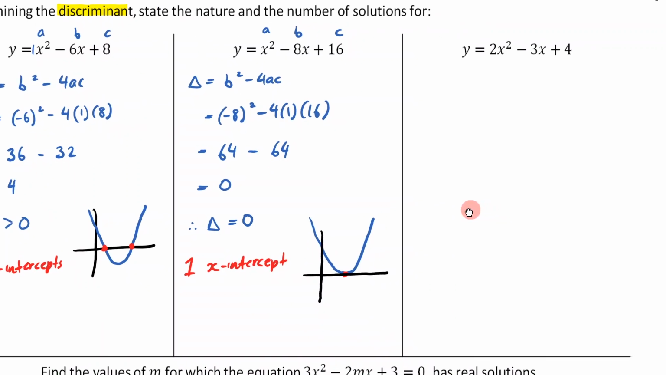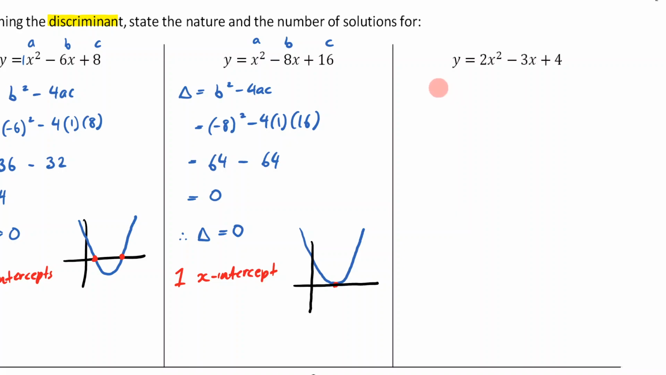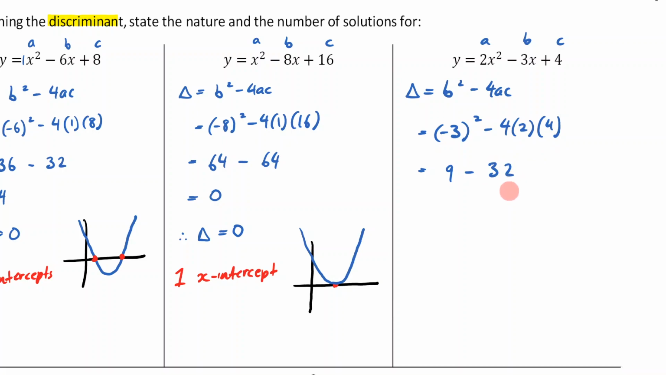We come to our next one over here. And I'm going to say, all right, my discriminant is equal to b squared minus 4ac. This is a, this is b, this is c. I'm going to get a -3 there, squared minus 4. I'm going to put 2 there, and then I'm going to put a 4 there. This is going to be 9 minus, now this is going to be 4 2s are 8, and then this will be 32. 9 minus 32 will be -23.